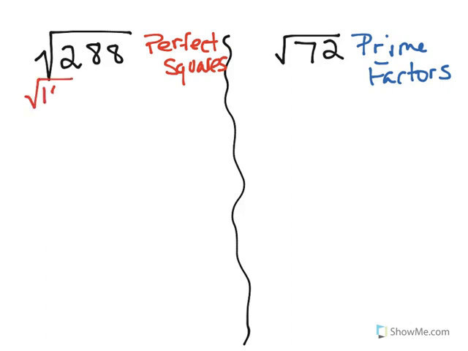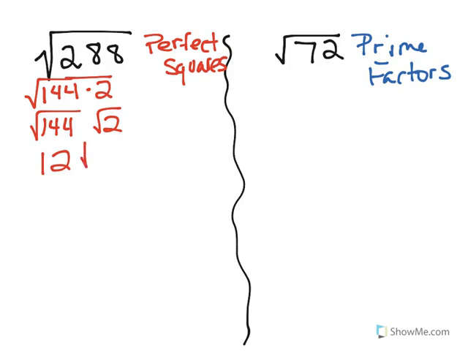I'm going to cut straight to the chase on this one. This is really the square root of 144 times 2, which can be broken into two radicals. The square root of 144 is 12, and the square root of 2 cannot be simplified any further, and there are no perfect squares that go into it. So there's our final answer.